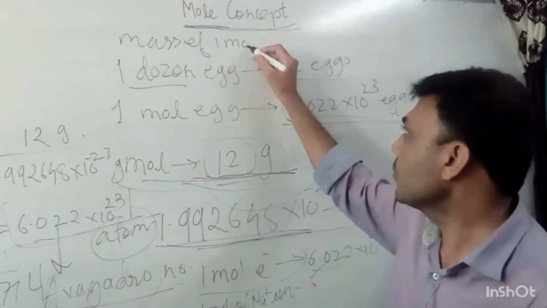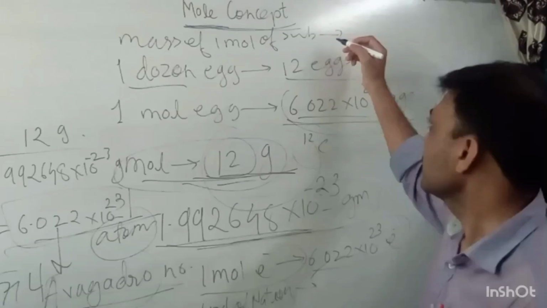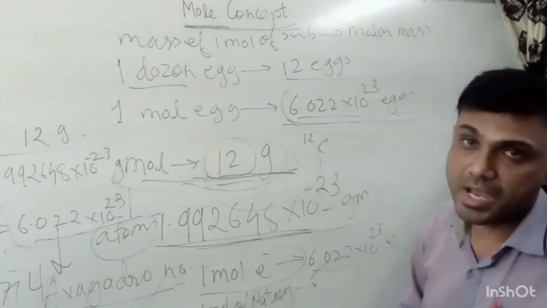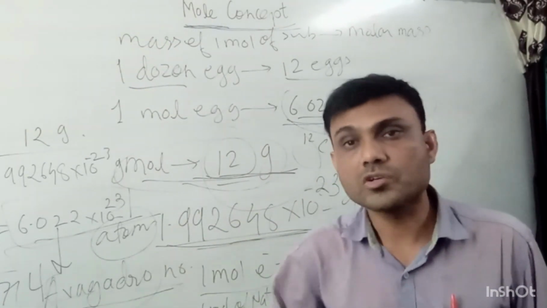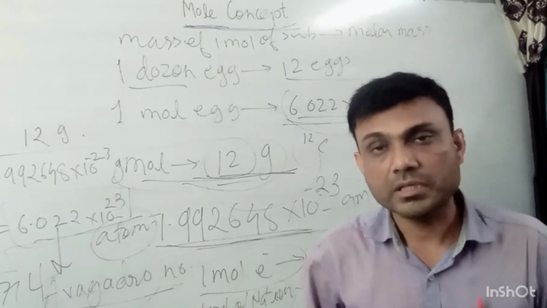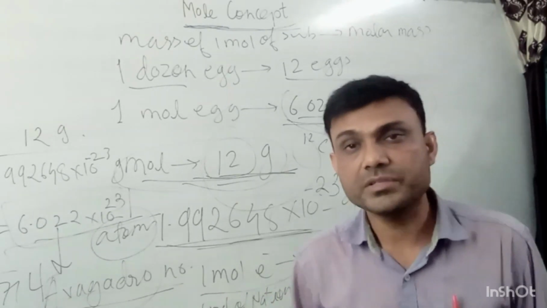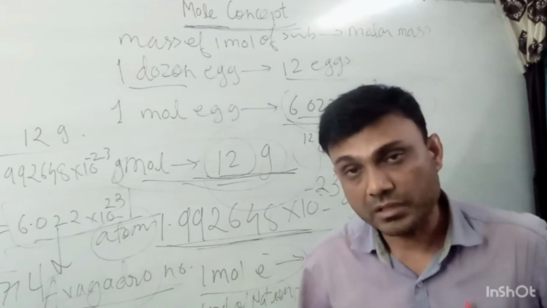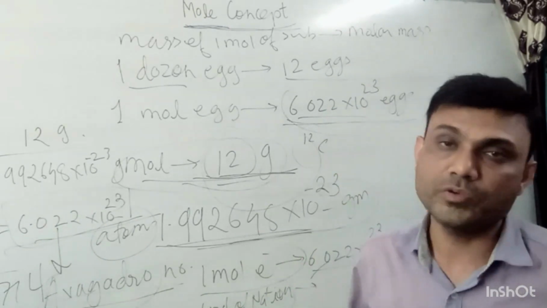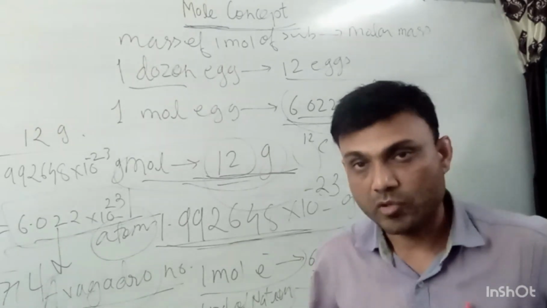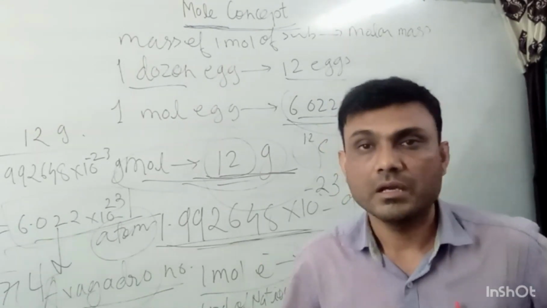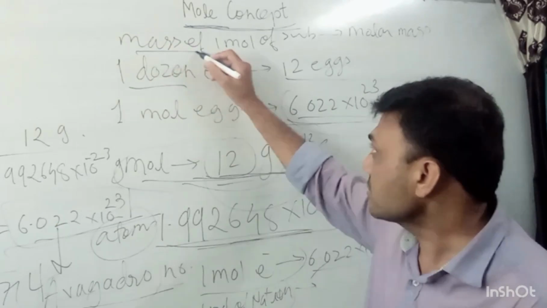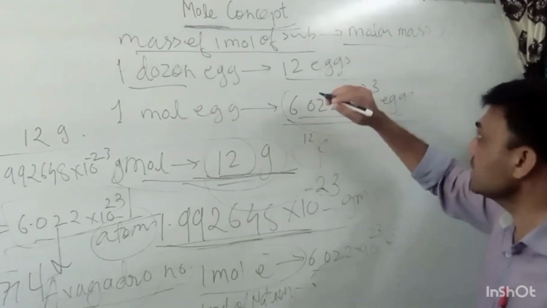The mass of 1 mole of a substance is called its molar mass. Molar mass means the mass of 1 mole of a substance, because in that 1 mole of a substance there will be 6.022 into 10 raised to power 23 atoms or molecules. Suppose you take water, then it is molecules. If you take any gas, for example helium gas or neon gas, there will be atoms. The mass of 1 mole of a substance is called molar mass, and it is in gram.